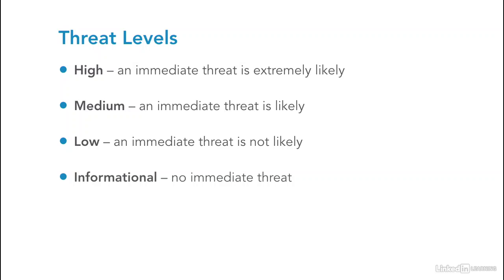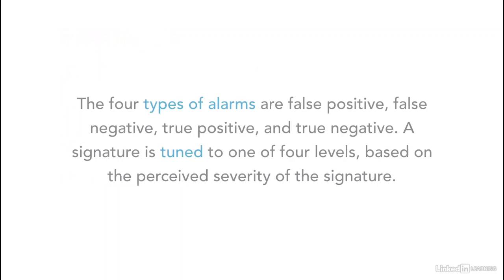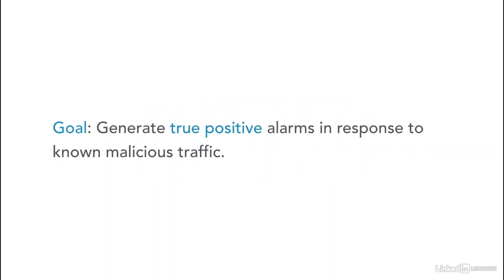Informational. Activity that triggers the signature is not considered an immediate threat. However, the information provided is useful information. An intrusion detection and intrusion prevention system has 4 types of alarms: false positive, false negative, true positive, and true negative. A signature is tuned to one of 4 levels based on the perceived severity of the signature. The goal is to generate true positive alarms in response to known malicious traffic.